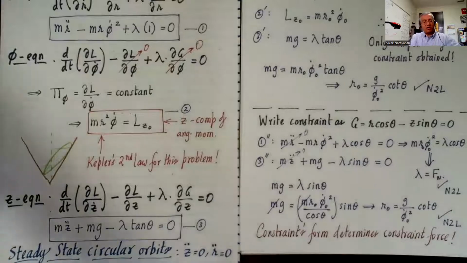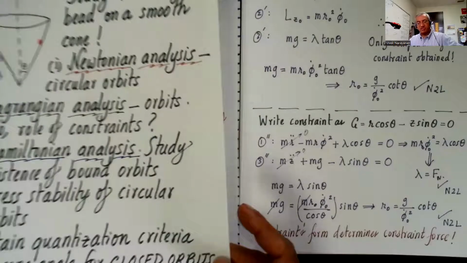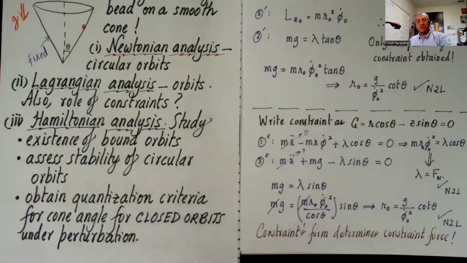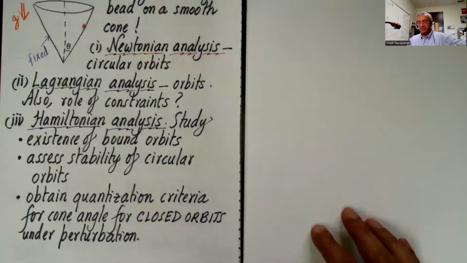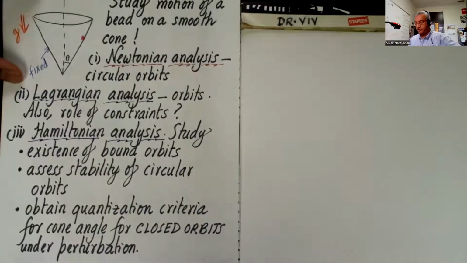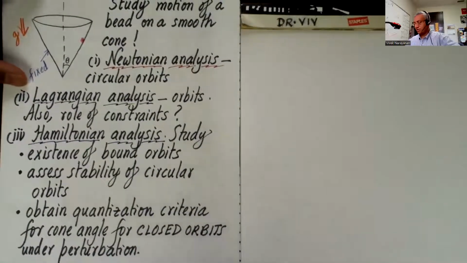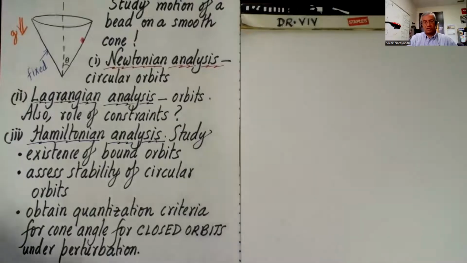Our main focus and the majority of this video will be spent on the important analysis, which is the Hamiltonian analysis. So for the Hamiltonian method, we have to go through a number of steps to obtain the Hamiltonian. So let's do that.